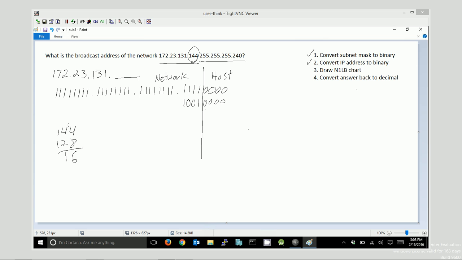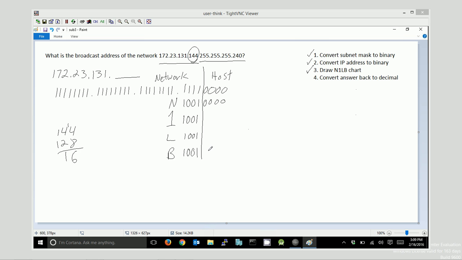Since I know this is a network ID, I can actually build it right into my NFLB chart, where I define my network, my first usable host, my last usable host, and my broadcast address. The network side never changes for an IP address, so I can carry down my 1001. The broadcast and the network ID and everything in between will always use that 1001, because that is part of the definition of the network in this case. It's my host side that's going to change a little bit.